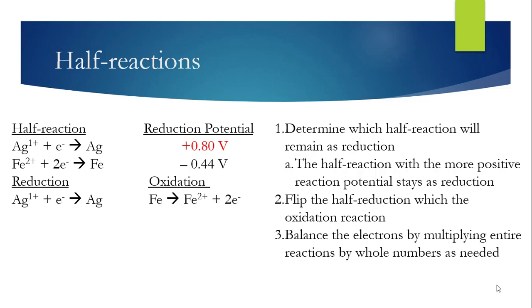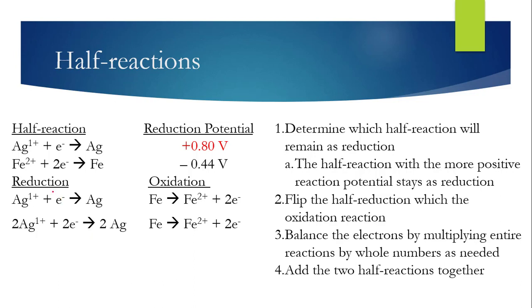Now we're going to balance the electrons as needed, and we see we have 1 electron here and 2 electrons here. So I'm going to multiply the reduction side by 2, which means I have to multiply everything by 2, and so now we end up with something that looks like this. Now we're going to add the two half reactions together. You can see I have 2 electrons to the left of the arrow, 2 electrons to the right of the arrow. So when the two half reactions are added up, these two will cancel out. The final reaction should not have any electrons in it, and it looks like this.